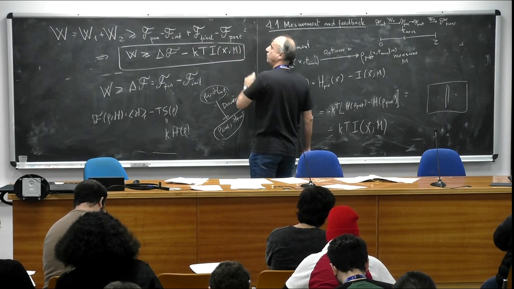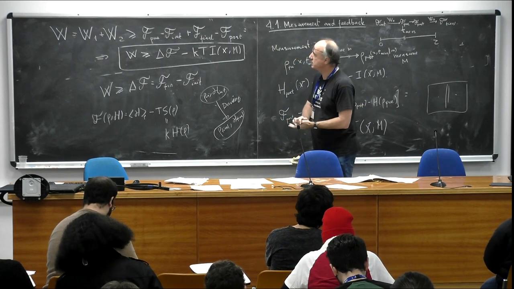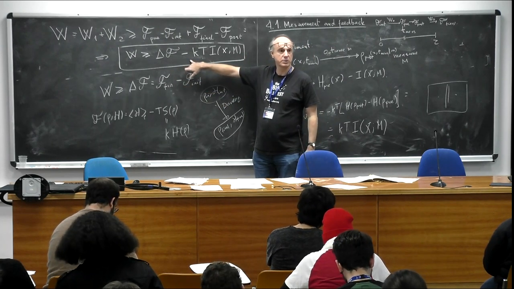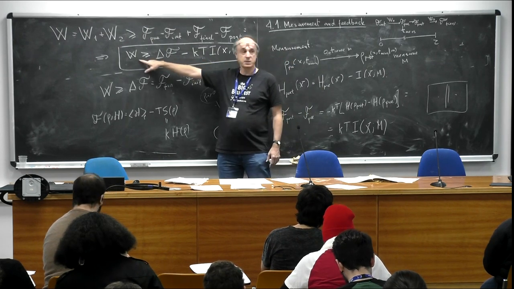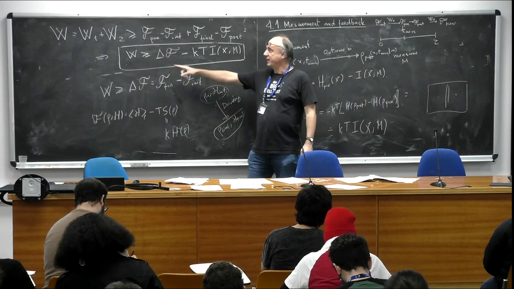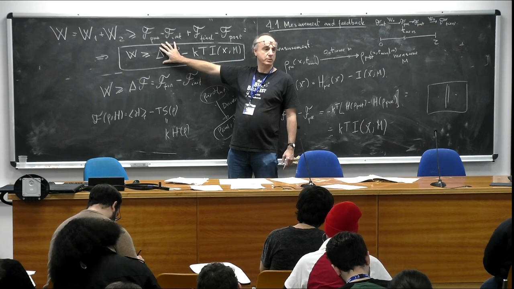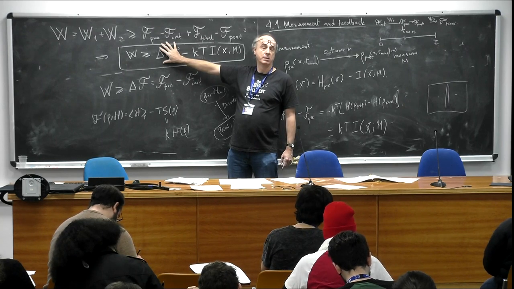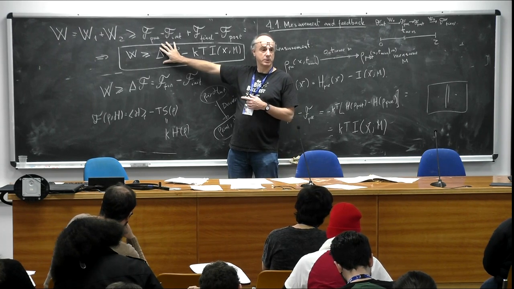And this is the second law for feedback processes. The work that I have to do is reduced by the information gathered in the measurement. It's minus because, remember, this is the work that I have to do. The extracted work is the negative. If I have a cycle, this is zero. And I can extract energy from a single thermal bath. How much energy? KTI.